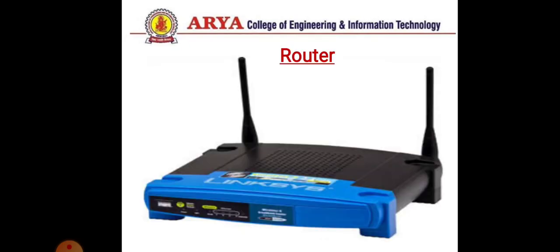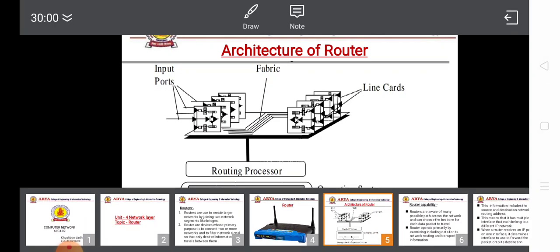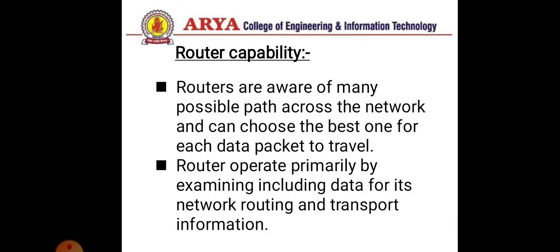This is a picture of a router, and this is the architecture of a router. In the architecture of a router, we have input ports, fabrics, line cards, and a routing processor. The routing processor is used to connect different devices by IP address. So first we are learning about router capability.